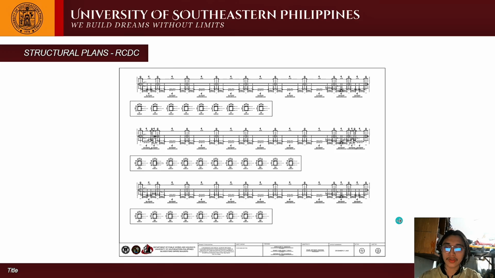That's all. For the structural plans, since there are many sections for the beams, here is an example of the beam section. For every location, there is a respective section for the beam, so they have section and reinforcement.